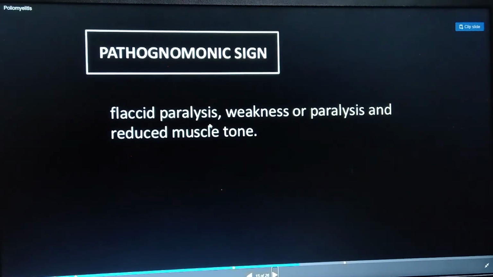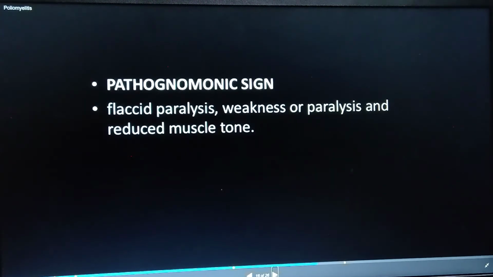Flaccid paralysis is going to be there, meaning the muscles of the whole body, the legs and the hands are going to be affected, and they'll have weakness and paralysis and reduced muscle tone. So these are the signs you'll see in poliovirus. Okay, and the next pathogenomic signs are the same thing they have explained here.